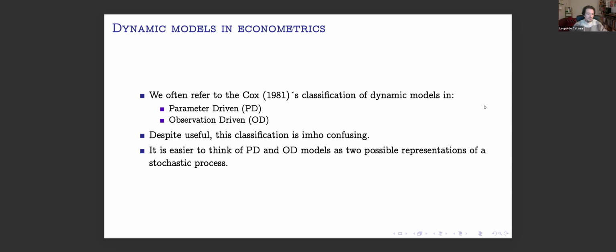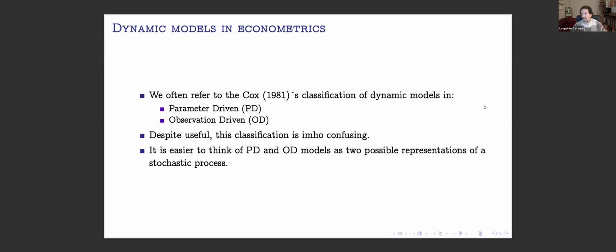Now, in the last 10 years or so, maybe slightly more, this classification has become more discussed in the literature. That's because of the rise of a series of new observation-driven models that have been proposed according to this score-driven approach. A lot of theory has been developed also for these observation-driven models. Parameter-driven models are models like state-space models.